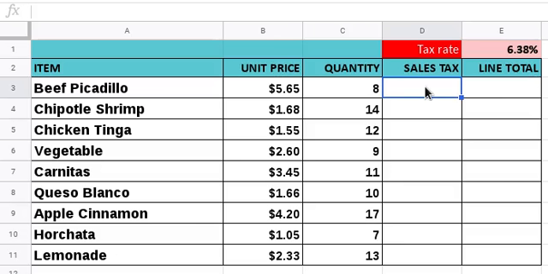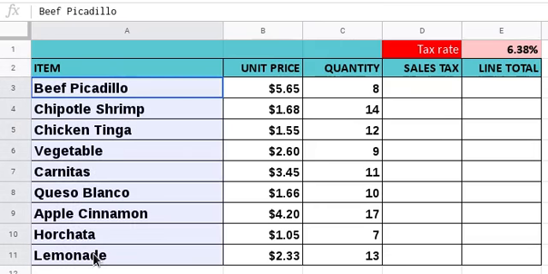Let's understand a mixed formula, a relative formula, and an absolute formula with this example. This table shows items sold: item, unit price, quantity, sales tax, line total.